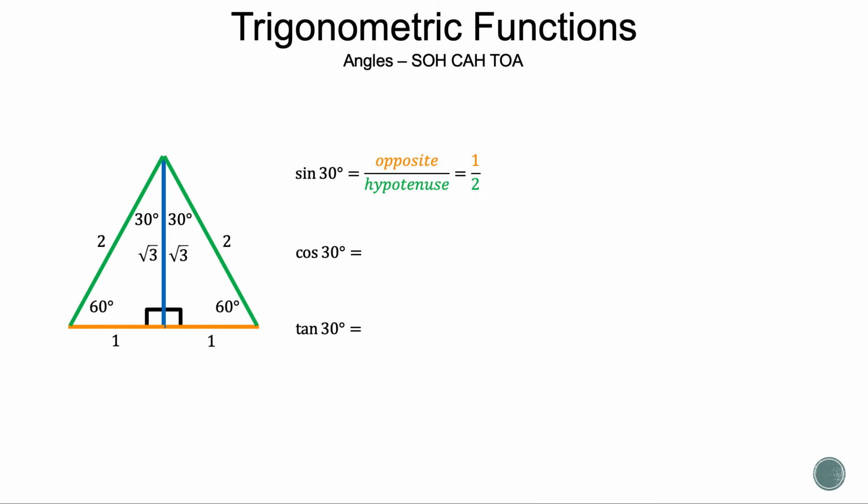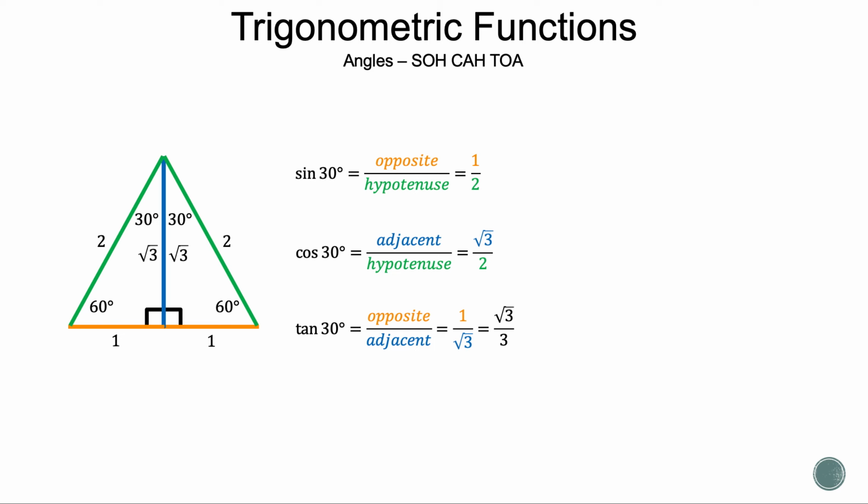So sine of 30 degrees is opposite over hypotenuse, or 1/2. And cosine of 30 degrees is adjacent over hypotenuse, or square root of 3 over 2. And tangent of 30 degrees is opposite over adjacent, or 1 over square root of 3, which becomes square root of 3 over 3. Now, what if we use the 60-degree angle as theta?